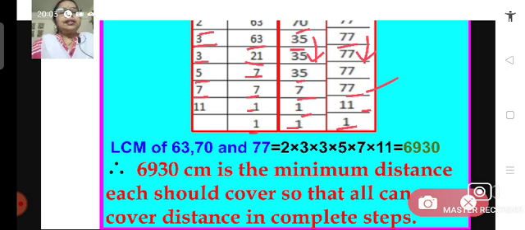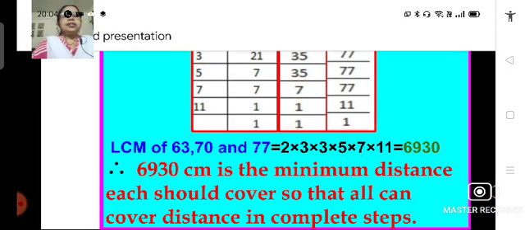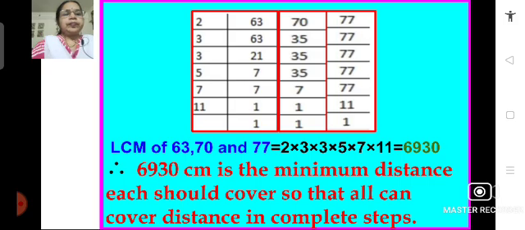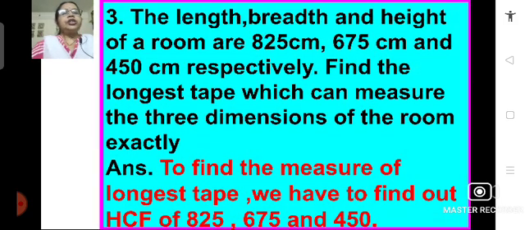So to find the LCM of 63, 70 and 77, we will multiply all these prime factors. So let's do that. 2 into 3 into 3 into 5 into 7 into 11. When we multiply these numbers, we get 6930. So 6930 centimeter is the minimum distance each should cover, so that all can cover the distance in complete steps. Now let's move on to the next problem.